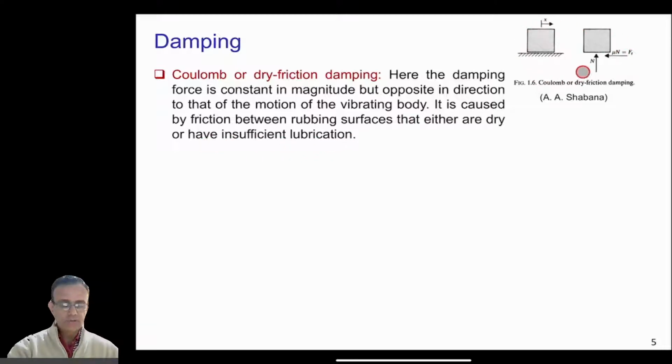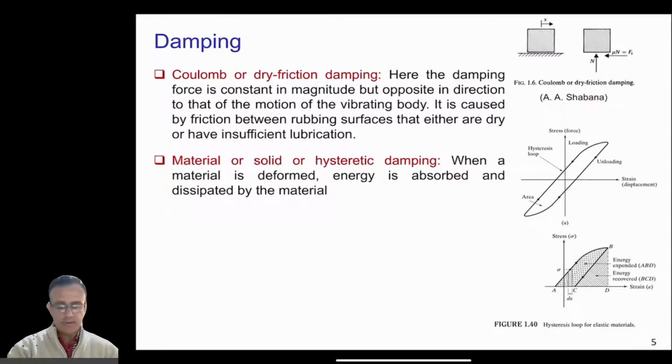So as you can see in this case, if we have a mass, which is this block here, moving on some dry surface, obviously there will be a friction force, which you can represent by mu N. N is the normal force, and this friction force, which is opposite to the motion of the body, will dissipate the energy of the system, and this is also considered one type of damping.